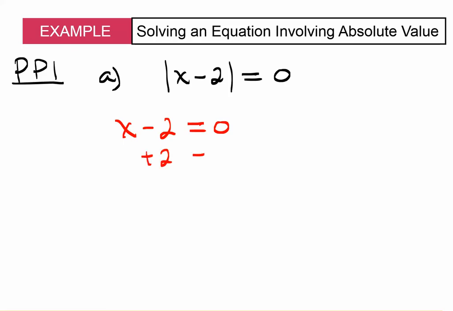So I'm going to add 2 to both sides. We get x equals 2. In this case, you only get one single answer, and the way it's written in the back of the book would be something like this: set notation with a 2 in it.